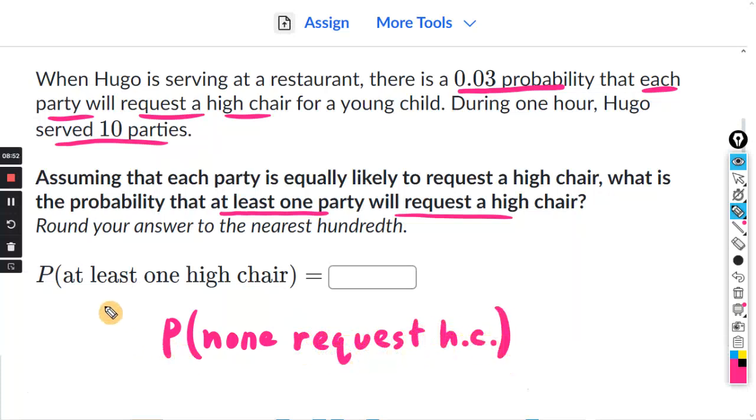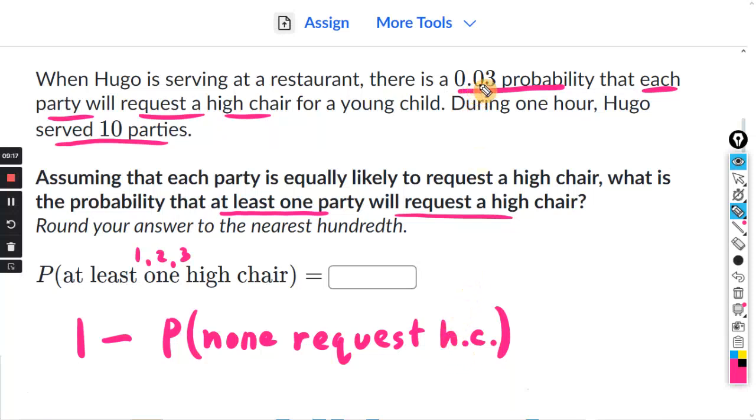All right, so at least one and none are opposites. Those are complements of each other. So to find the complement, you do 1 minus that probability. Okay, at least one high chair. How many is at least one? That's 1, 2, 3. So the opposite is none. 1 minus the probability that no one requested a high chair.